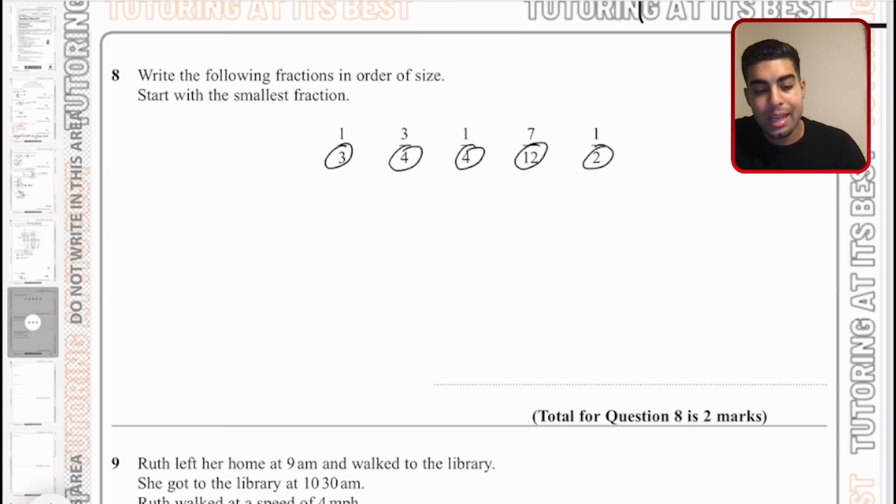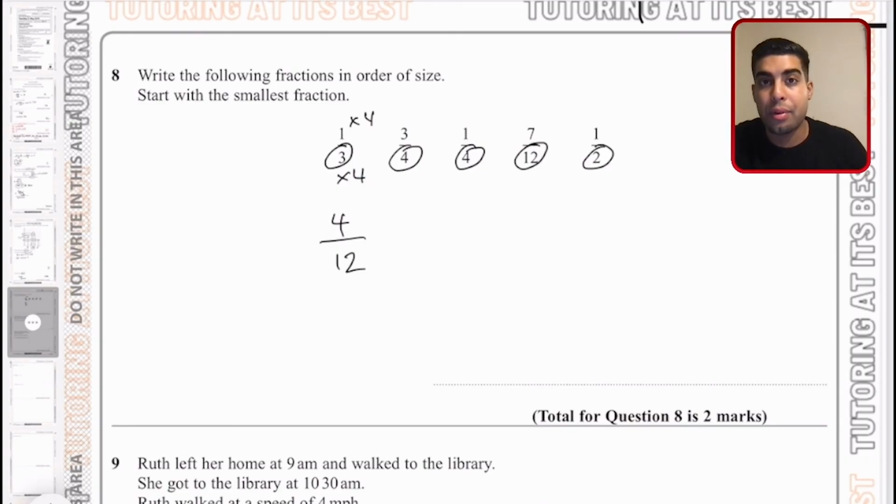So I'll simply go ahead and multiply out these denominators until I get 12. So let's go ahead and times the first 3 by 4. And remember, if you multiply the denominator by a number, you have to multiply the numerator by the same number, which means I'll be multiplying 1 by 4. And that again gives me 4 over 12.